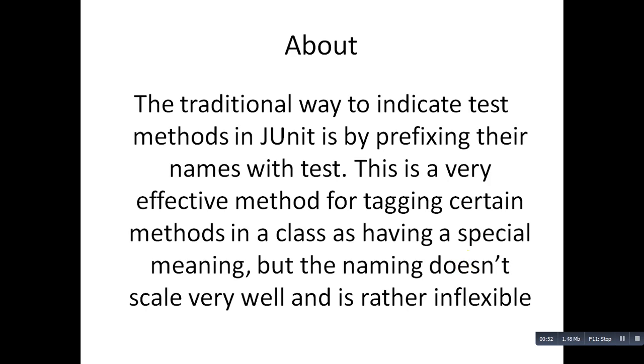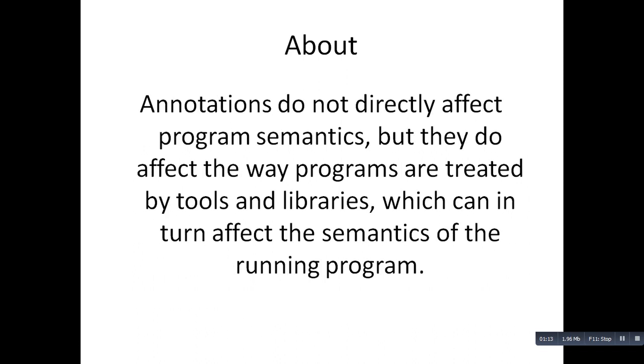The traditional way to indicate test methods in JUnit is by prefixing their names with test. This is a very effective method for tagging certain methods in a class as having a special meaning, but the naming doesn't scale very well and is rather inflexible. Annotations do not directly affect program semantics, but they do affect the way programs are treated by tools and libraries, which in turn affects the semantics of the running programs.